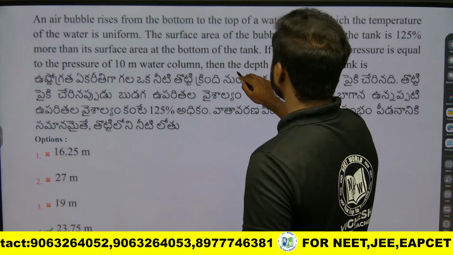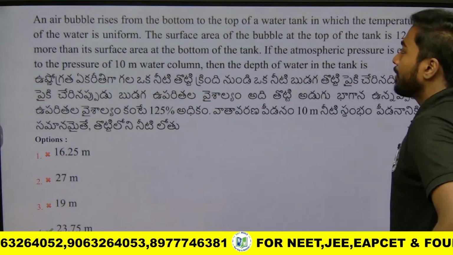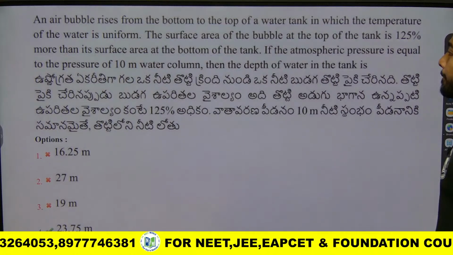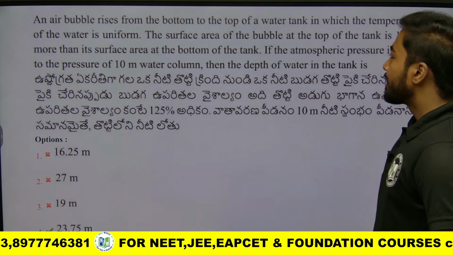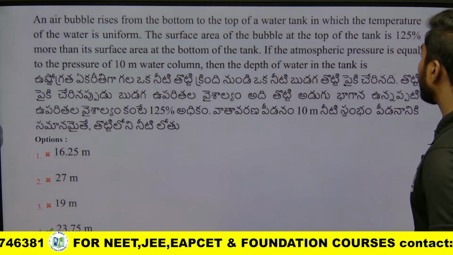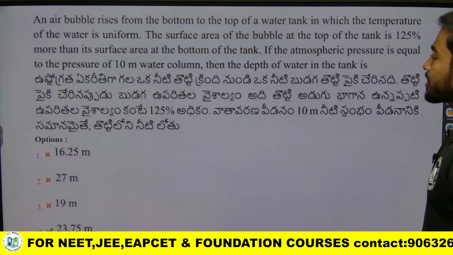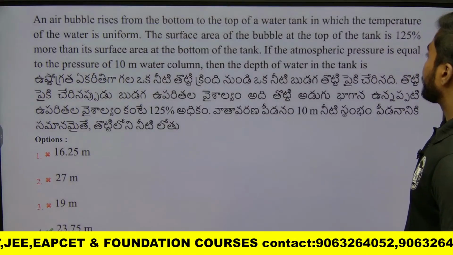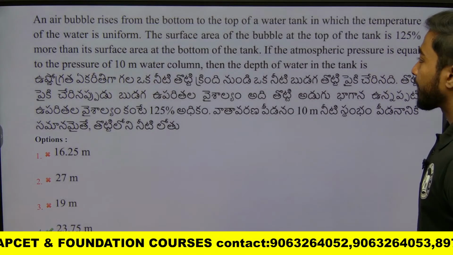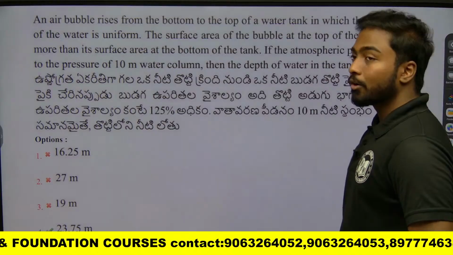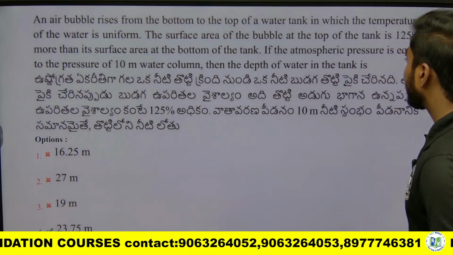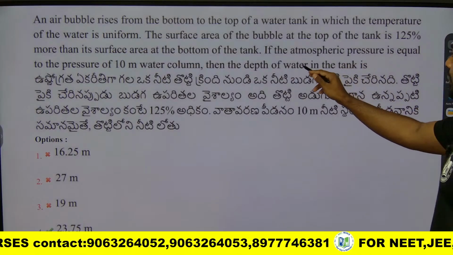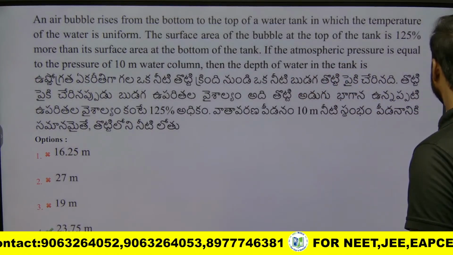An air bubble rises from the bottom to the top of a water tank in which the temperature of water is uniform. The surface area of the bubble at the top of the tank is 125% more than its surface area at the bottom of the tank. If the atmospheric pressure is equal to the pressure of a 10-meter water column, then the depth of the water in the tank is? Okay, so one thing I have understood, I need to find the depth of the tank, right?